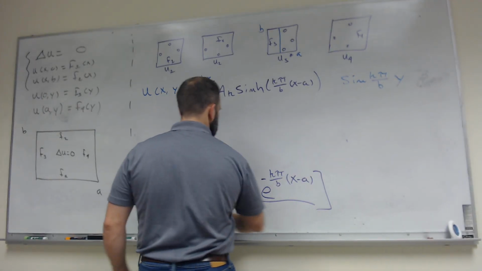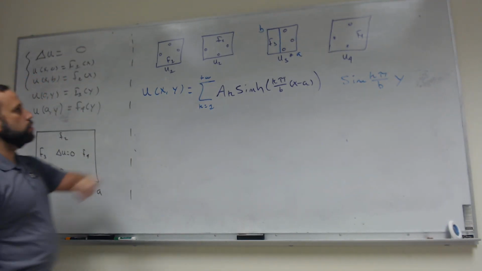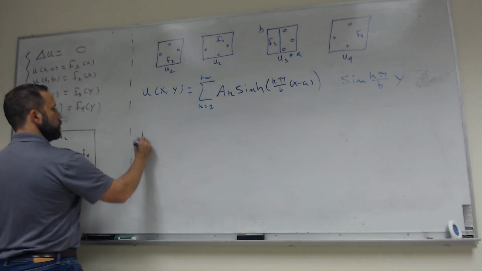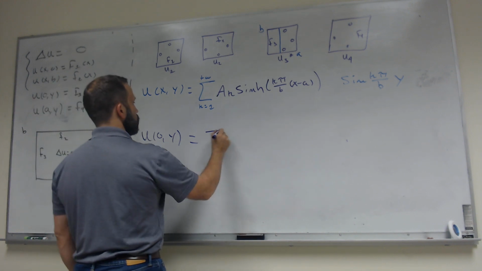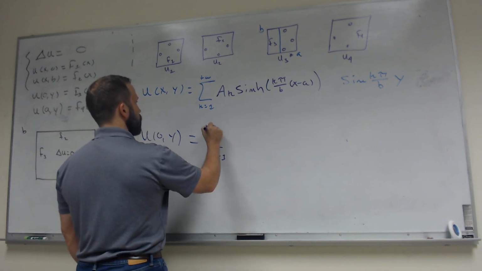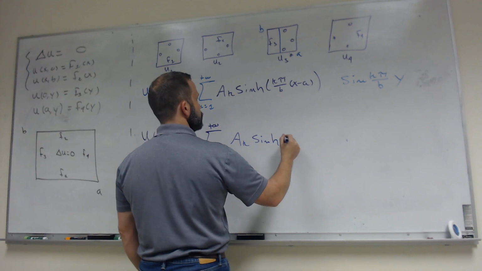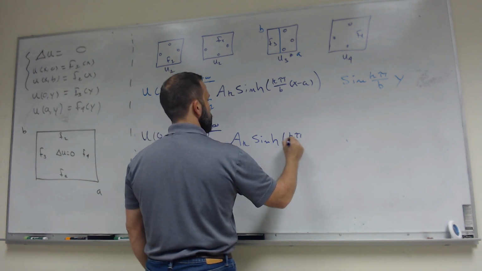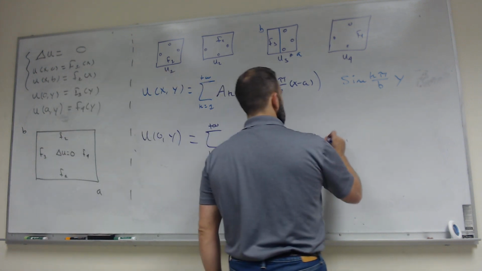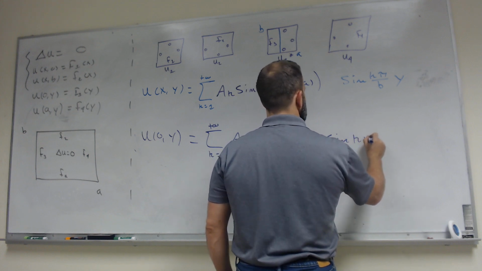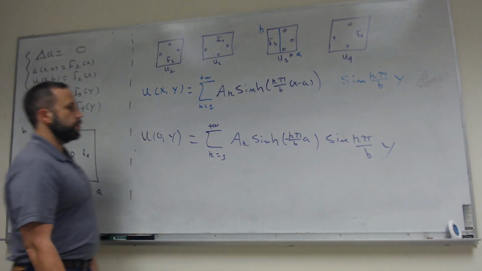So the last thing that we need to do is figure out what the A_k's are. And for that we're going to use the F3 condition. So I know that u(0, y), if I plug in 0 for x over here, we're going to have the sum from k equals 1 to infinity of A_k, hyperbolic sine of minus k pi over b times a, since x is equal to 0, times sine of k pi over b y. And this is equal to F3(y).